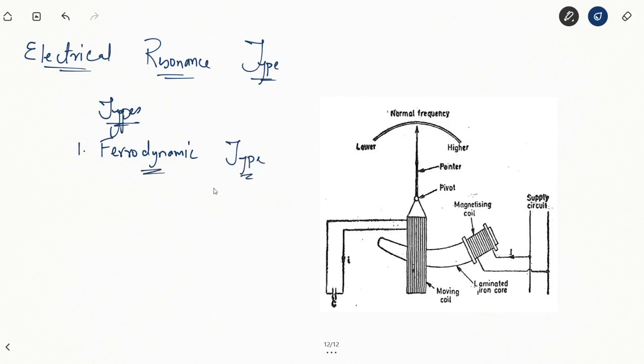So first one, we have the ferrodynamic type frequency measurement construction, and the construction diagram of this particular meter is shown here. So it basically consists of a fixed coil, which is simply connected to the supply voltage, to the supply circuitry around a laminated iron core, and this laminated iron core is actually in coordination with the pointer and the pivot system.